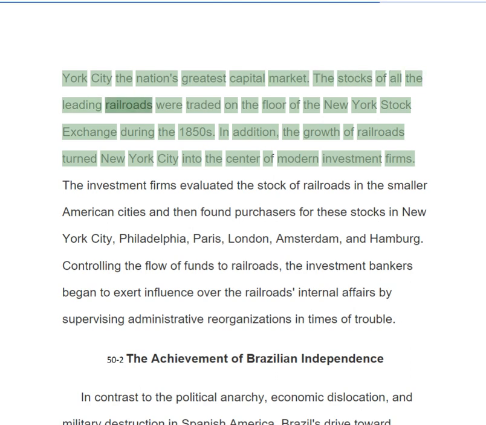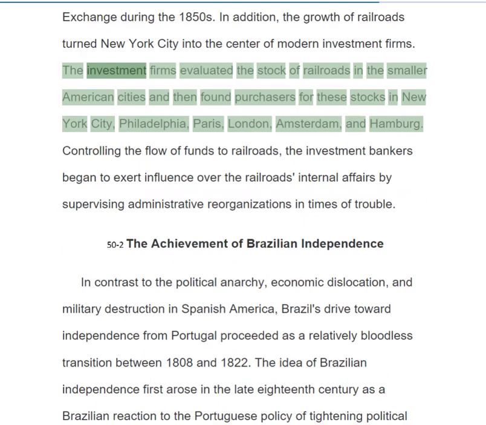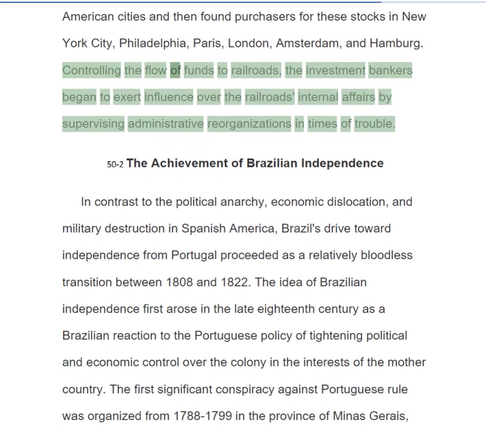The stocks of all the leading railroads were traded on the floor of the New York Stock Exchange during the 1850s. In addition, the growth of railroads turned New York City into the center of modern investment firms. The investment firms evaluated the stock of railroads in the smaller American cities and then found purchasers for these stocks in New York City, Philadelphia, Paris, London, Amsterdam, and Hamburg. Controlling the flow of funds to railroads, the investment bankers began to exert influence over the railroad's internal affairs by supervising administrative reorganizations in times of trouble.